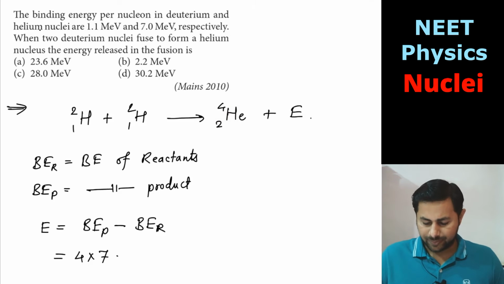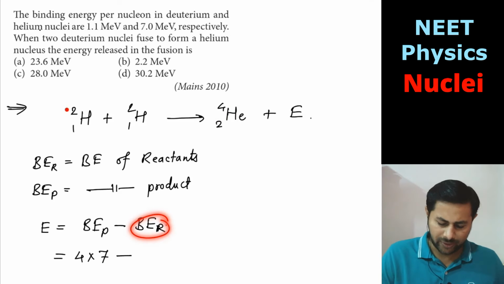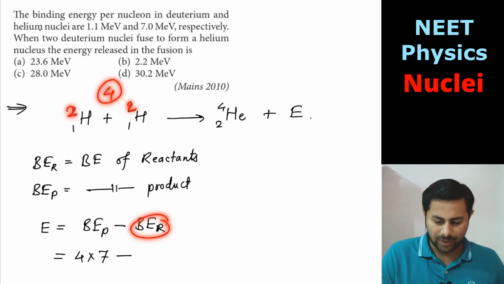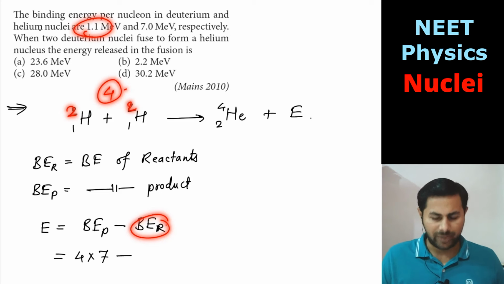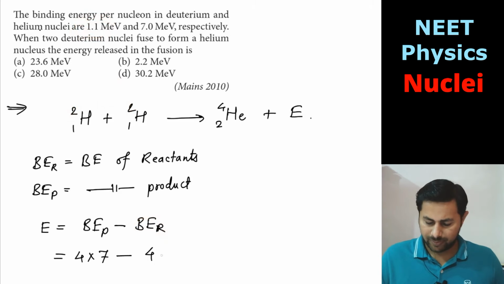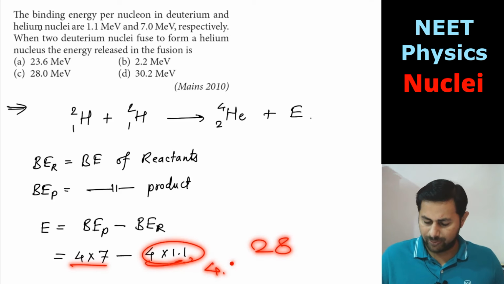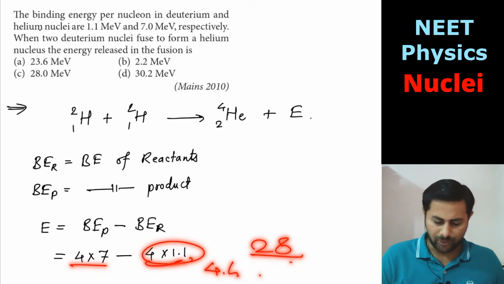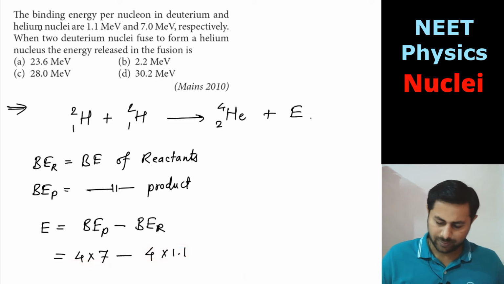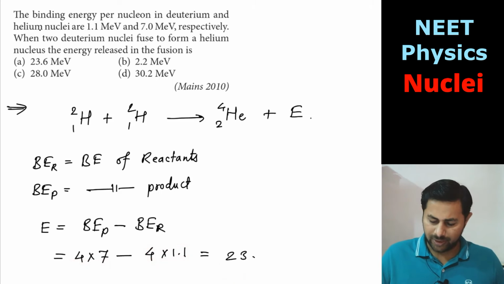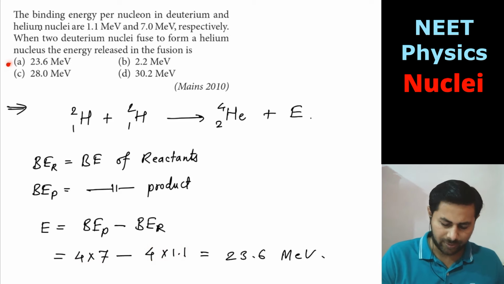Okay, and the binding energy per nucleon of the reactants. Here also there are 4 nucleons, so it is 4 times 1.1. So this is 28, and this is 4.4. 28 minus 4.4 is 23.6 mega electron volts. That's the answer. It's option A.